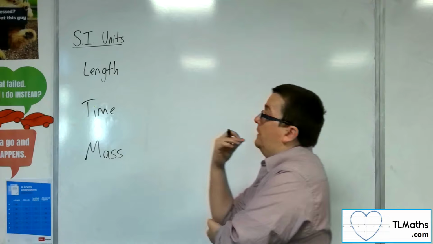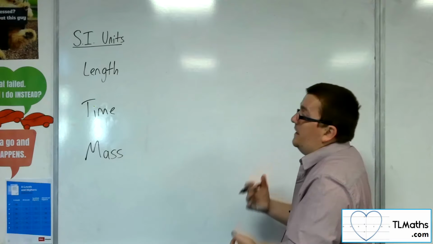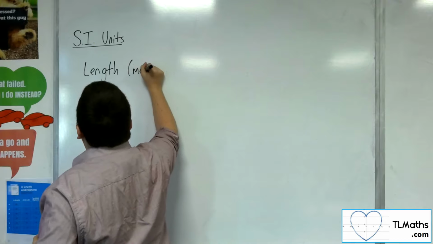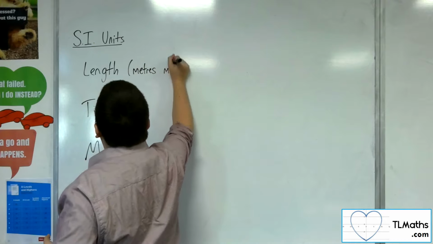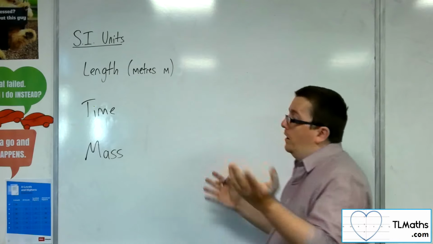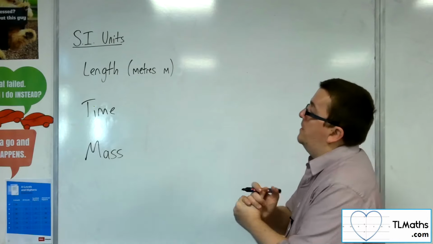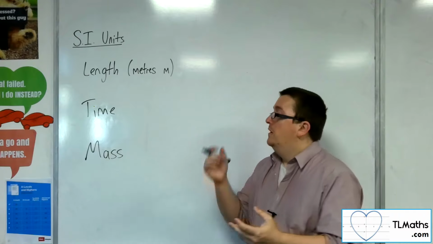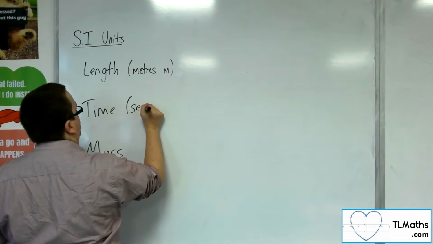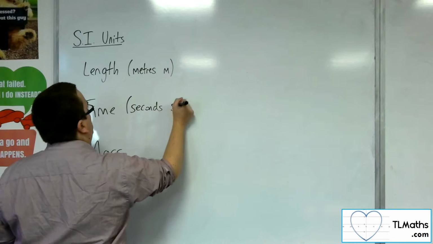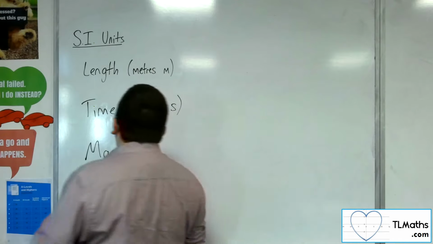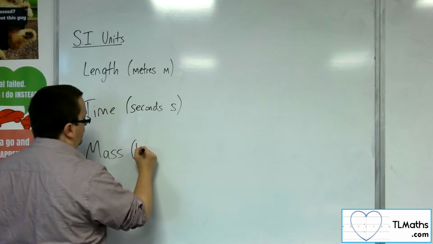that we work with. Now, length we are going to be using as meters. Okay, so M. Not centimetres, not miles, not kilometres, okay, but length is given in metres. Time is given in seconds, so it's represented with S. And mass is given in kilos.